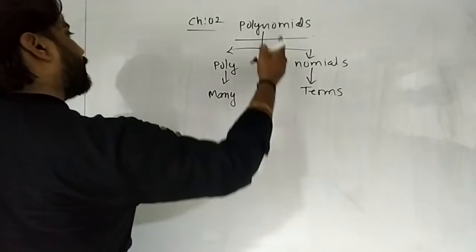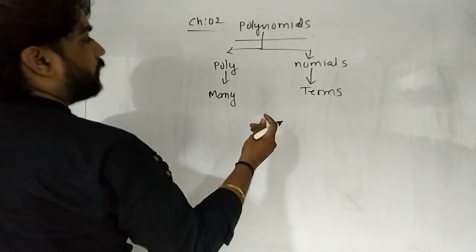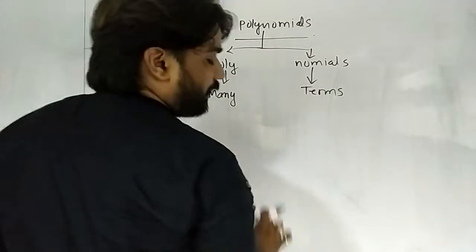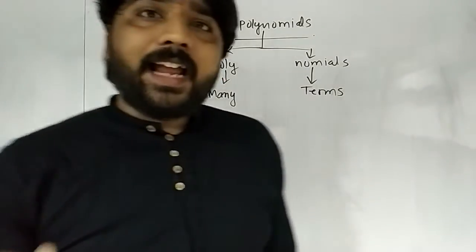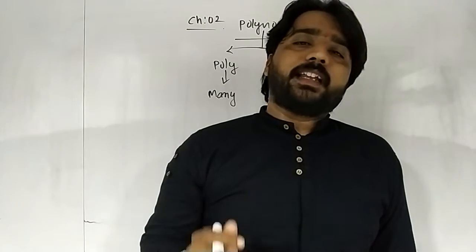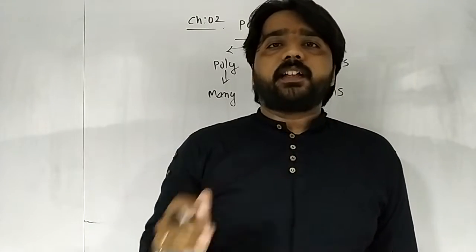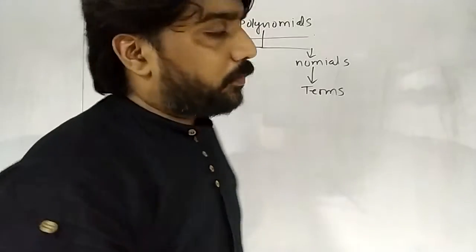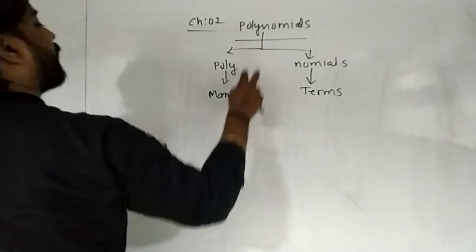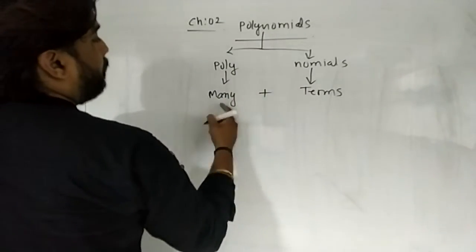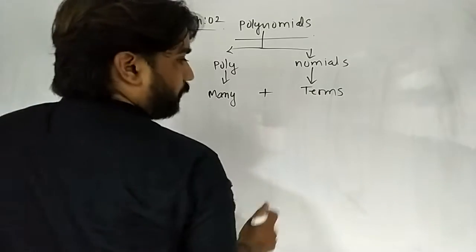So polynomial का meaning क्या है? It will have many terms. An algebraic expression in which there are many terms is known as what? Polynomials. तो पहले polynomial का meaning क्या है? Many terms, जिसमें बहुत ज़्यादा terms हो.